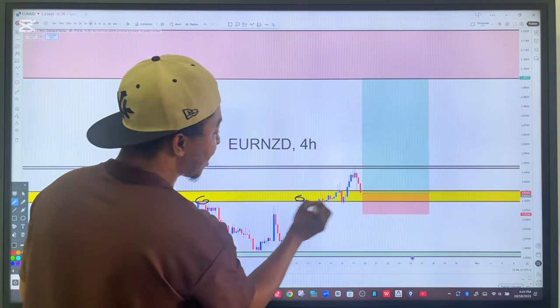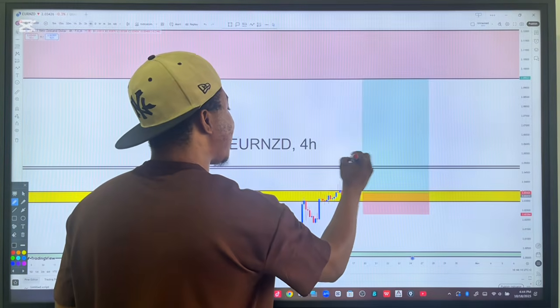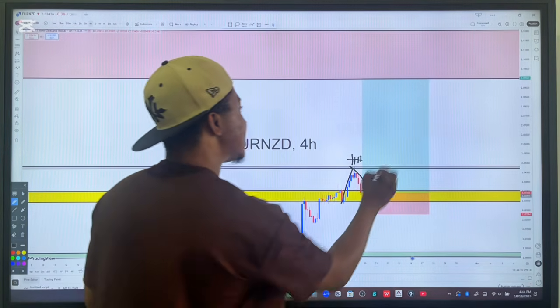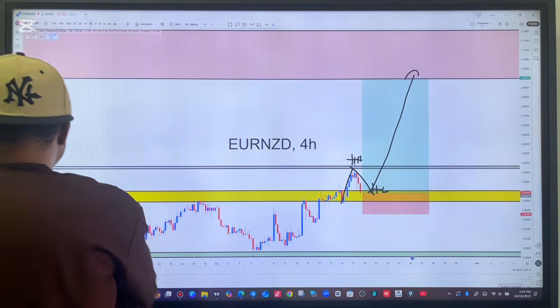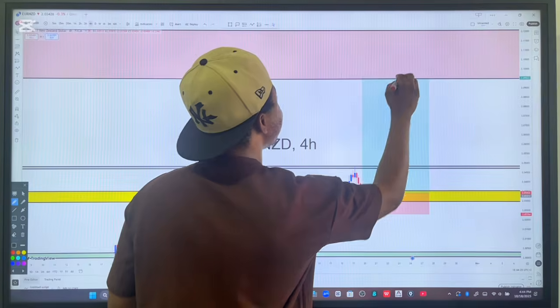Price has been able to break above the resistance level of the 4-hour, giving us a push all the way up as higher high. After higher high, it has dropped down for higher low. After higher low, what happens next? Continuation push all the way to the upside. So UNZD, I'm expecting a candle confirmation right here before I'll buy all the way to the upside.